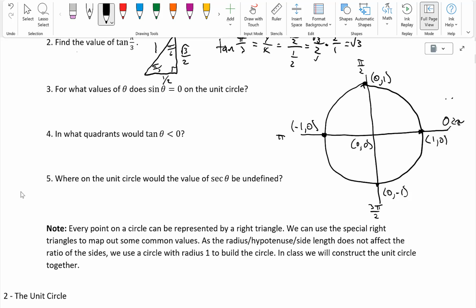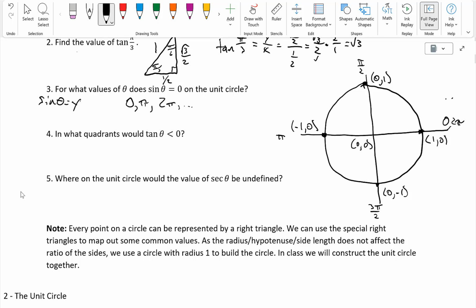So, for what values of theta does sine theta equal 0 on the unit circle? For sine theta to be 0, we want the y value to be 0, right? We know sine of theta was equal to y, so where is our y value 0? That's going to happen at 0, pi, and 2 pi. Right? We can see all those 0 values for the y. And if you did want to keep going around the unit circle in either direction, we could kind of keep going with this, right? 3 pi, 4 pi, 5 pi, 6 pi, or even backwards, minus pi, minus 2 pi. And we'll see that when we work with the graphs later on.